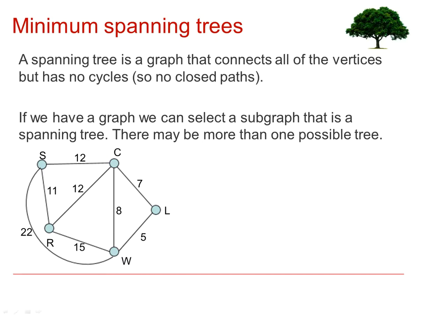So for example, we could in this particular question form the spanning tree which goes from S down to R, and then R and C, from R to W, and finally join W to L. So there's one possible spanning tree. You'll notice there that we've got 5 nodes, and therefore our spanning tree must have 4 arcs. But of course there are more than one possible spanning tree.